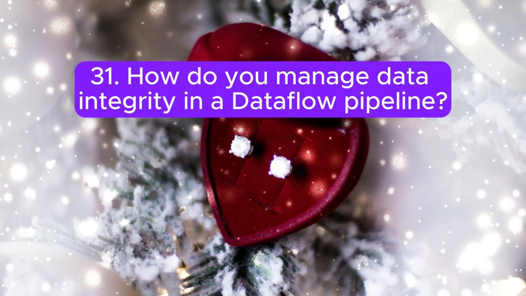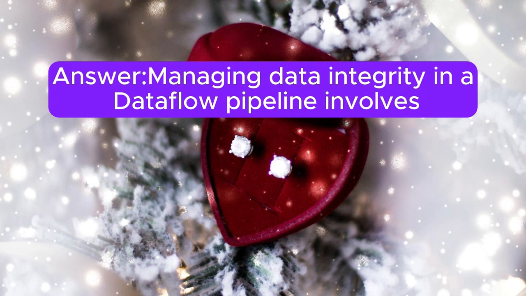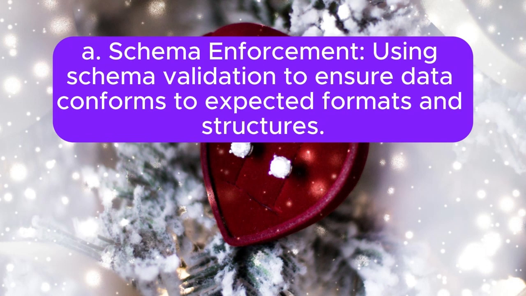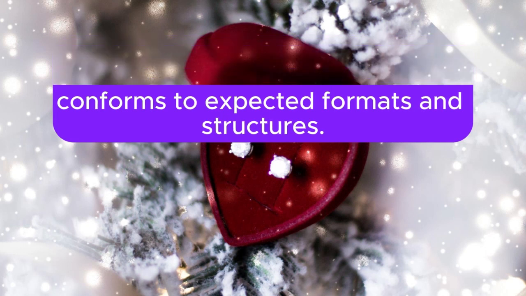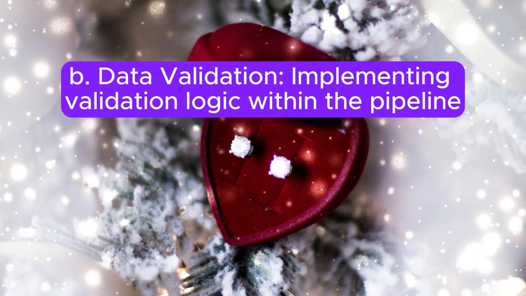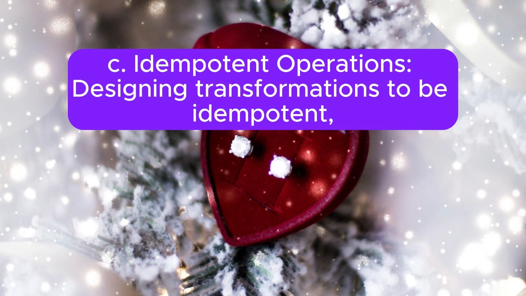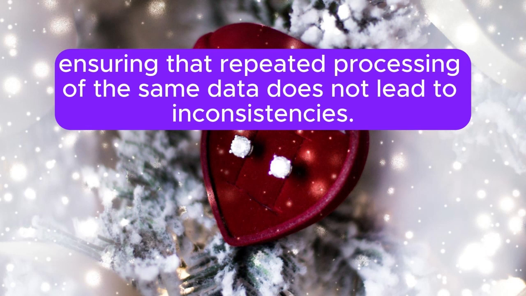31. How do you manage data integrity in a Dataflow pipeline? Answer: managing data integrity in a Dataflow pipeline involves A. Schema enforcement, using schema validation to ensure data conforms to expected formats and structures. B. Data validation, implementing validation logic within the pipeline to check for data quality issues such as missing or invalid values. C. Idempotent operations, designing transformations to be idempotent, ensuring that repeated processing of the same data does not lead to inconsistencies.